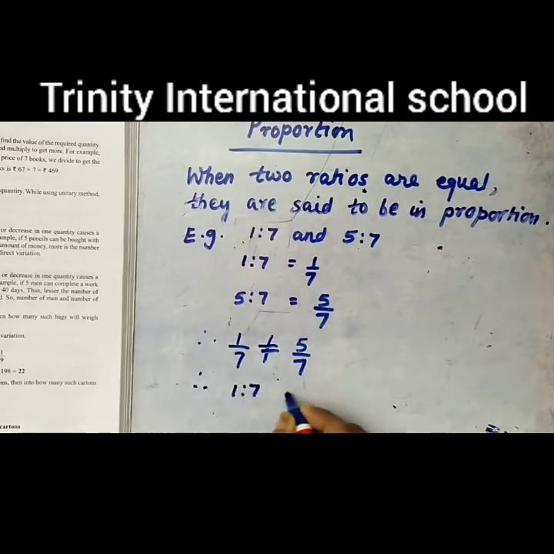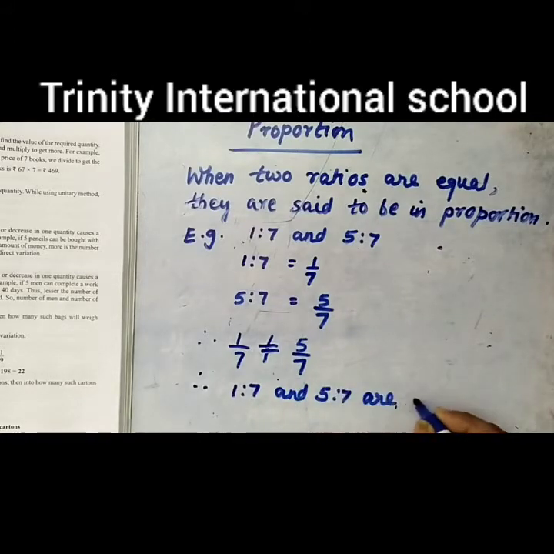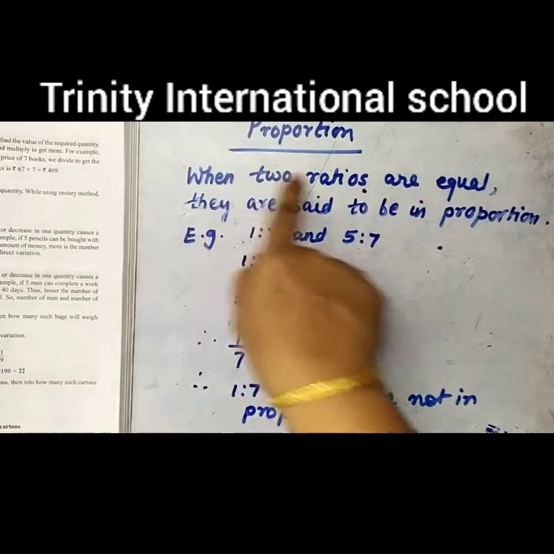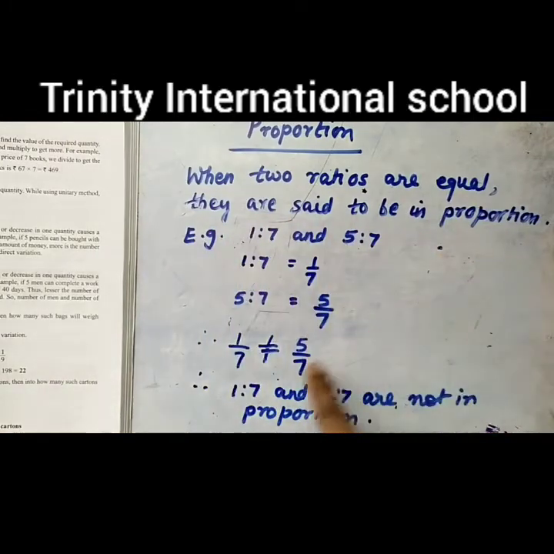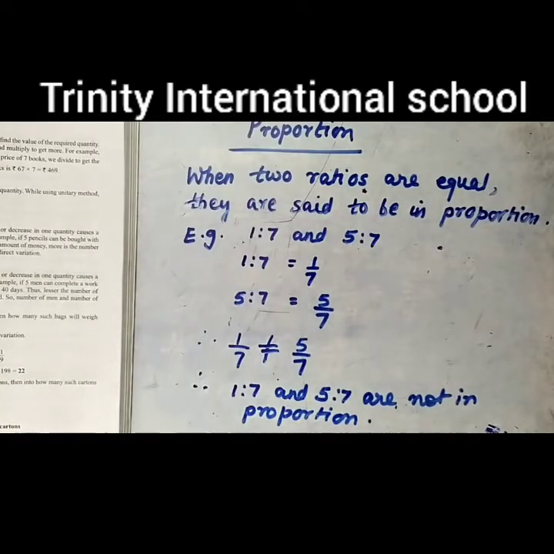Therefore 1:7 and 5:7, these two ratios are not in proportion. Again you can see that when two ratios are equal, then they are said to be in proportion. Since these two ratios are not equal, these ratios are not in proportion. This is how you need to proceed for your proportionality questions. So let us move to exercise 8.2 with this concept.